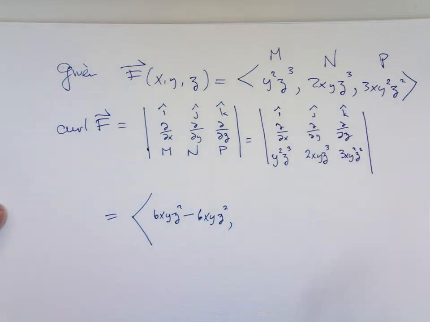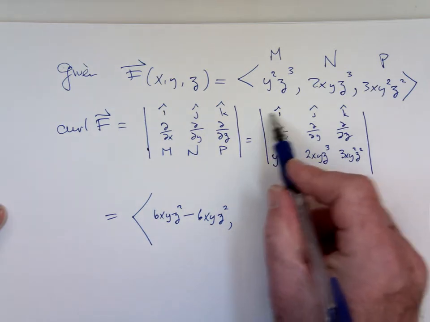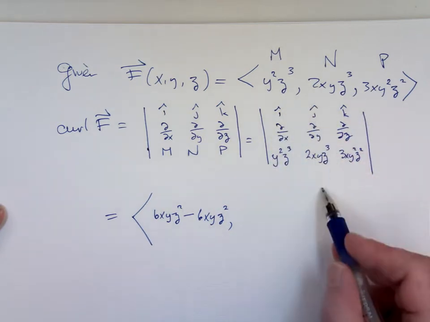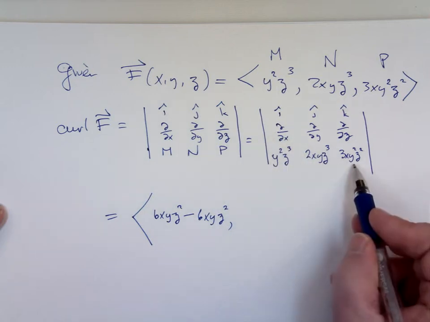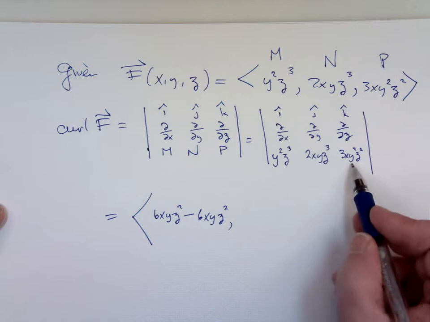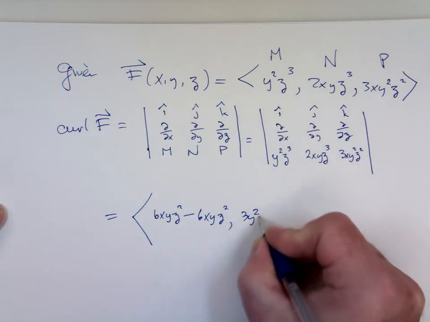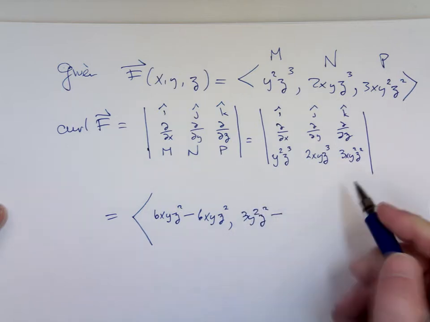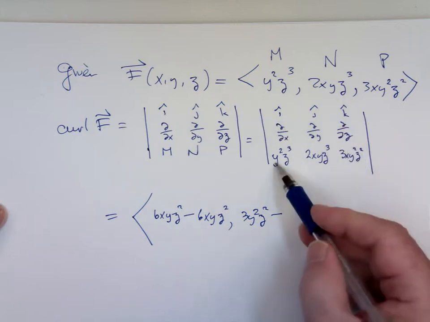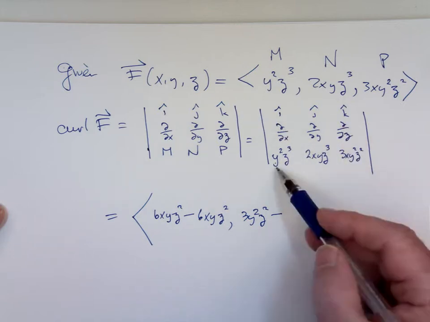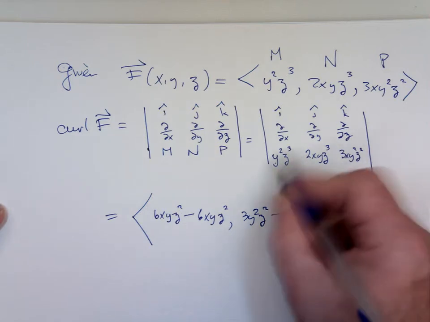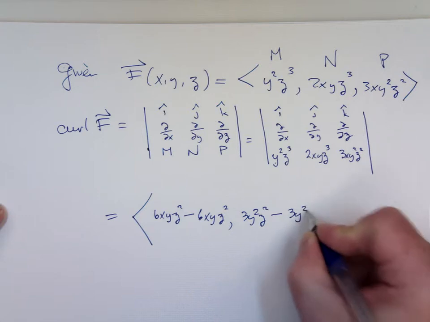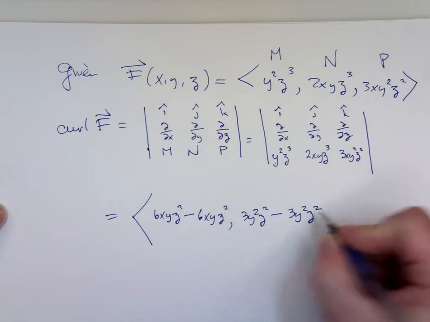Okay. I know it. Let's do the next one. The next one is you cross this out and you cross the middle column out. We're going to have to take the partial of 3xy squared z squared with respect to x. Nice. Minus. Next we have to do this one with respect to z. What's the partial of this with respect to z? Whoa, that's interesting.